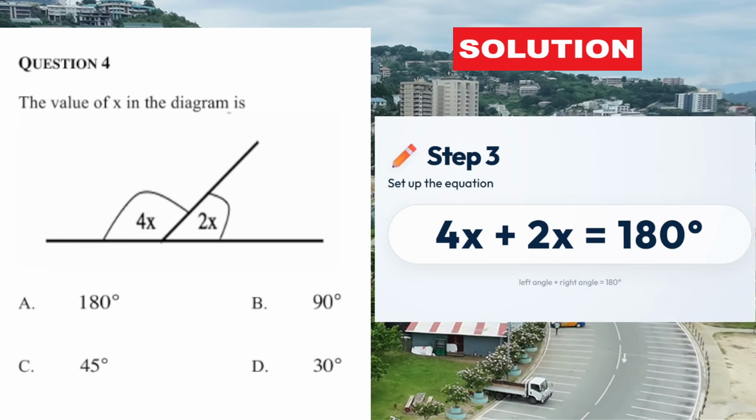Step 3. Now we turn that rule into an equation. The left angle is 4x, the right angle is 2x, and together they equal 180 degrees. So we write 4x plus 2x equals 180 degrees. That's our starting equation.